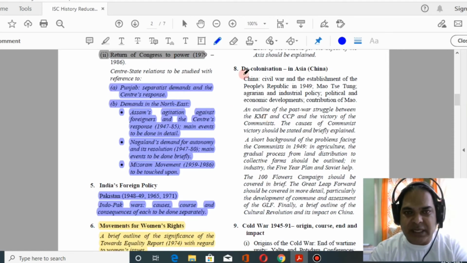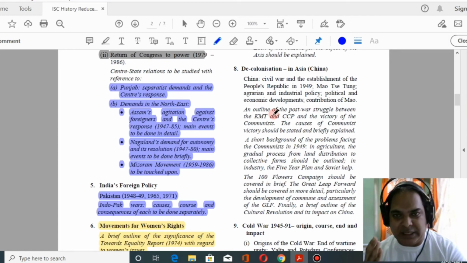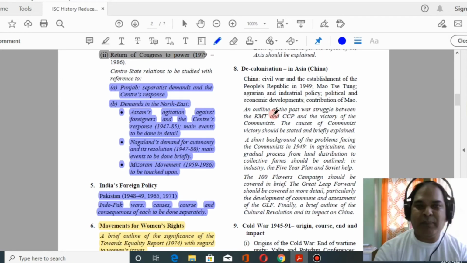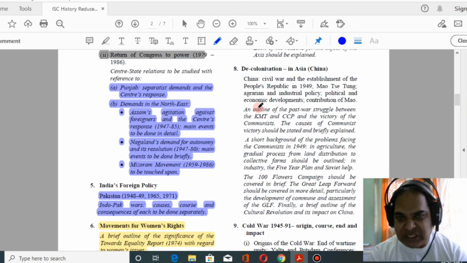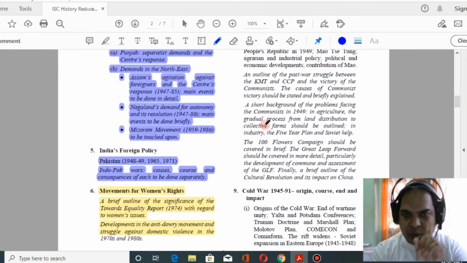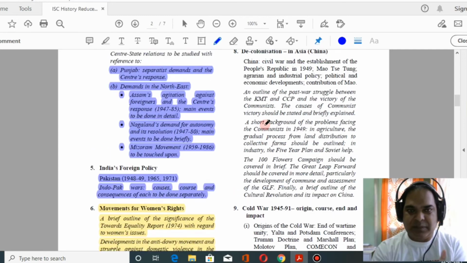Now let us move to unit 8. You can see three topics come under the decolonization chapter. If you check your book, three are there: China, Ghana, and Kenya. Last year we did not study China, we studied only Kenya and Ghana. This year we have to study decolonization in Asia, especially with reference to China. So only one topic, and the reduction is there in this part.